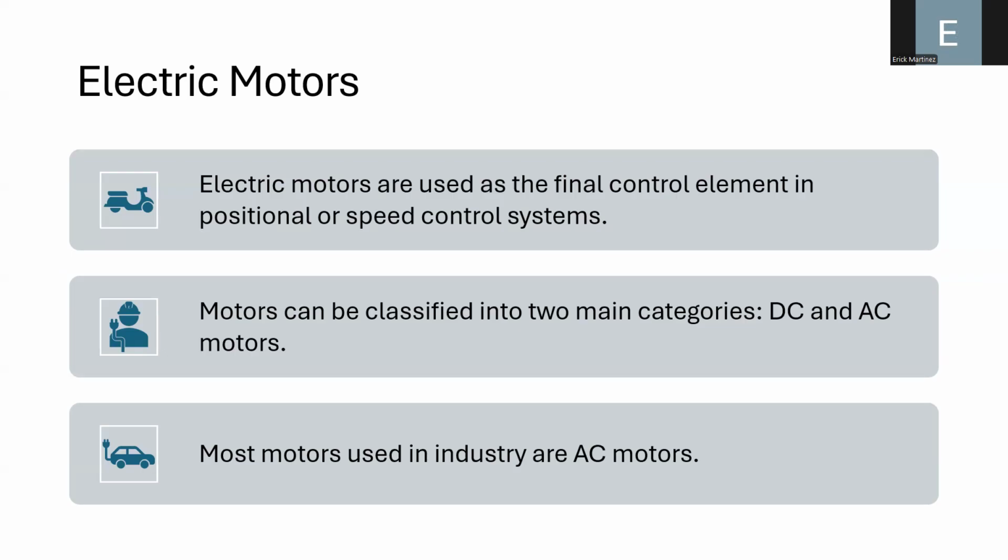And the reason for that is that AC motors typically provide higher power, higher torques. And typically, they also provide greater efficiency compared to DC motors. And also, they don't need very high maintenance. You don't need to perform maintenance on these devices constantly.